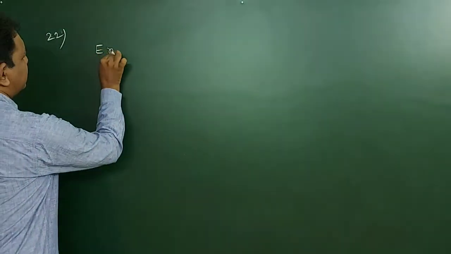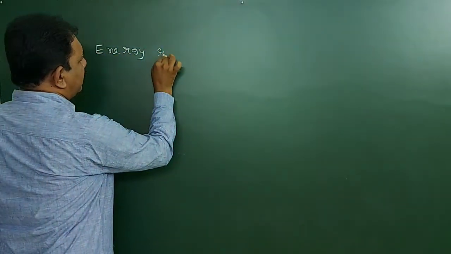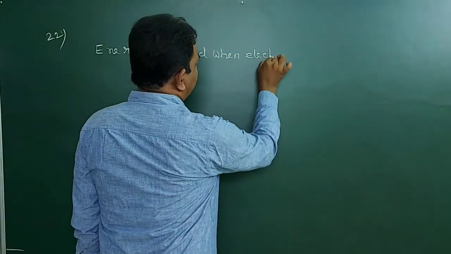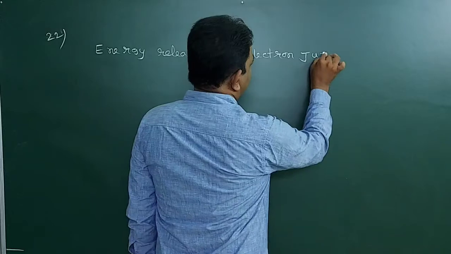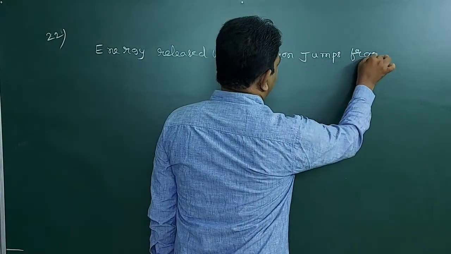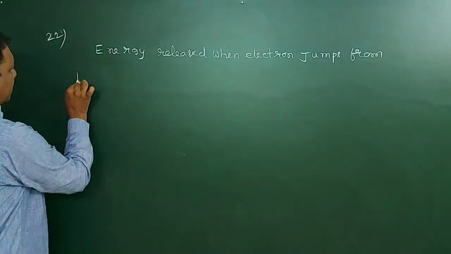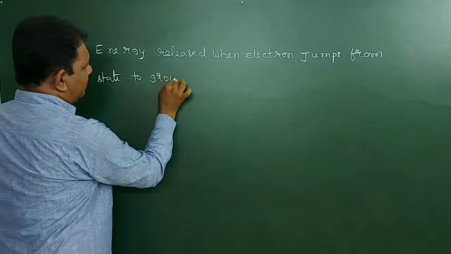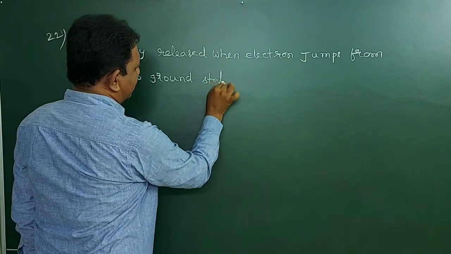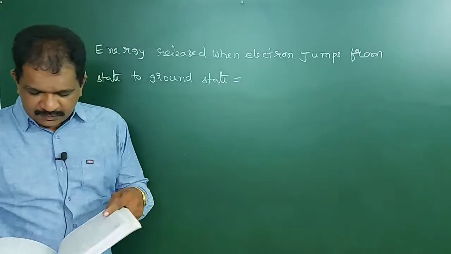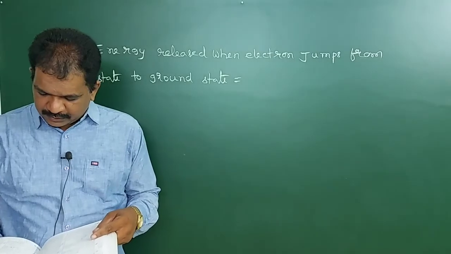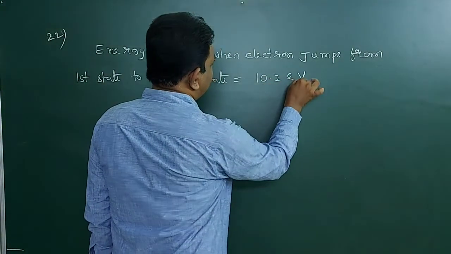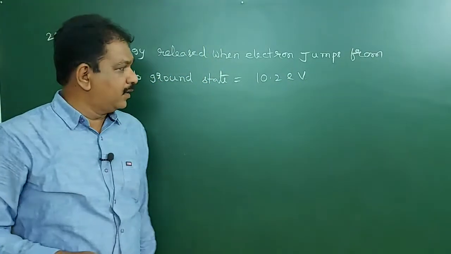So, the energy released when the electron jumps from the first state to the ground state. This value will be equal to a constant, that value 10.2 electron volt. Okay, stopping potential is given.